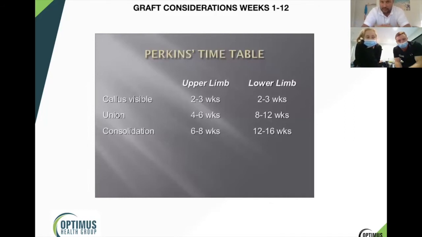And again, you can see Perkins's timetable about lower limb union is at 8 to 12 weeks. And that's the estimate. Consolidation, we're only at 12 to 16 weeks. So all of this weeks 1 to 12, we have to consider that the patella is a fracture, the tibia is fractured, and the femur is fractured as well.